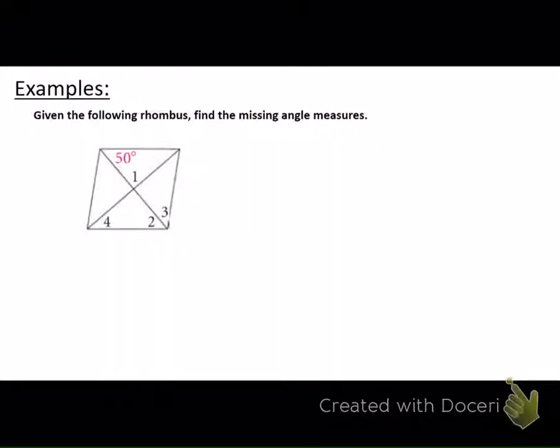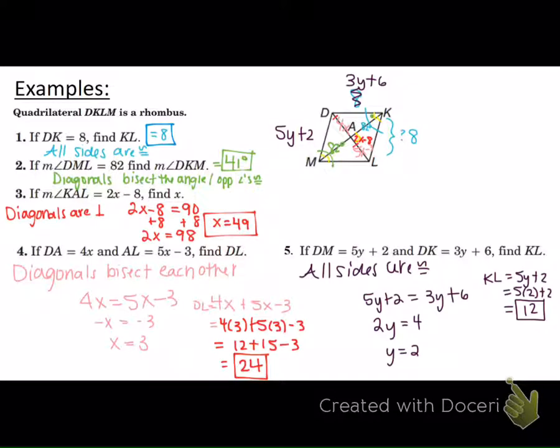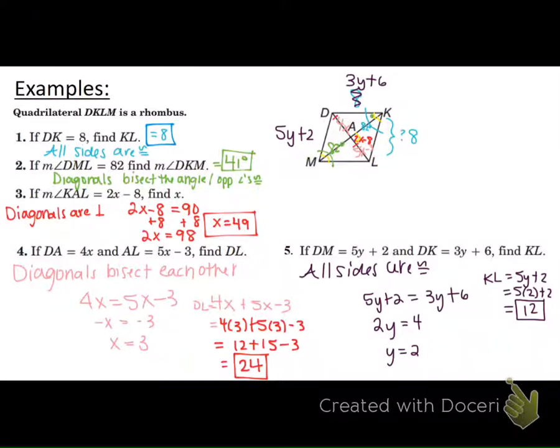Okay, given the following rhombus, find the missing information. So we need the measure of angle 1, angle 2, angle 3, and angle 4. Raise your hand and tell me which angle you want to find. Casey? And then start filling it in with what you know.